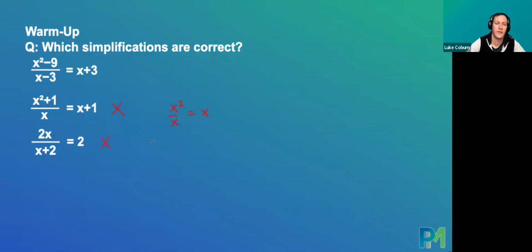And this one's wrong too, because if we had 2x over x, then that would be 2, but we're missing this 2. We can't leave that out. Okay, so we know that one's also wrong. And the one that's correct, well, we don't know that it's correct, but let's assume 1 must be correct, because if we're asking which are correct, then 1 must be. This one is probably the one that's correct, right? So let's have a look at why.